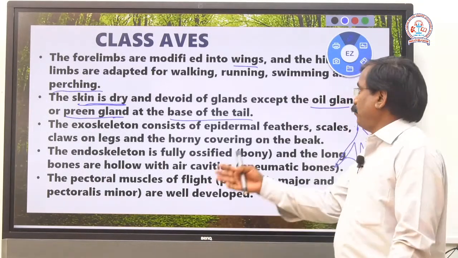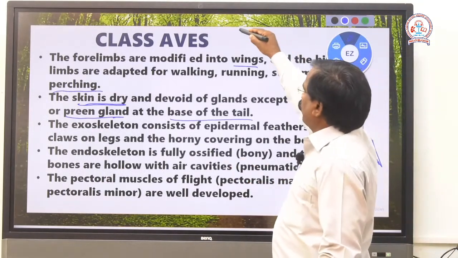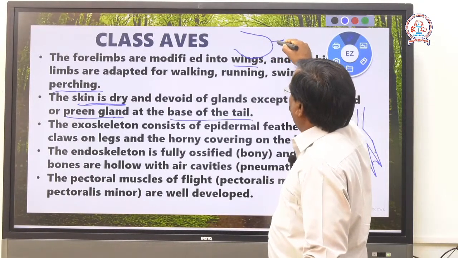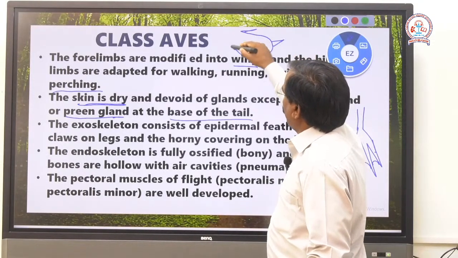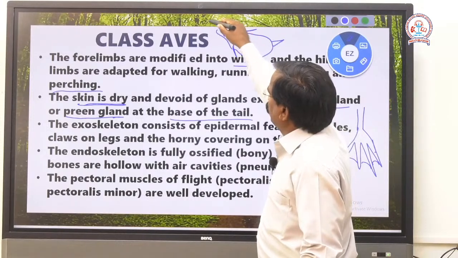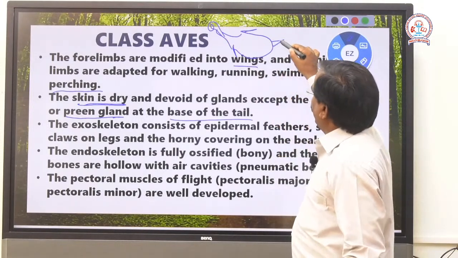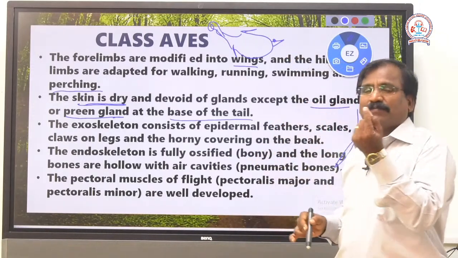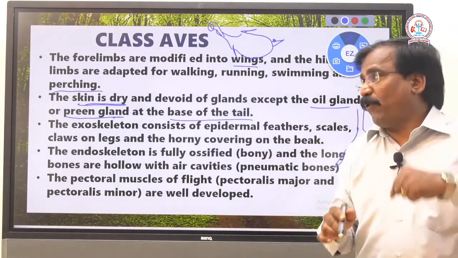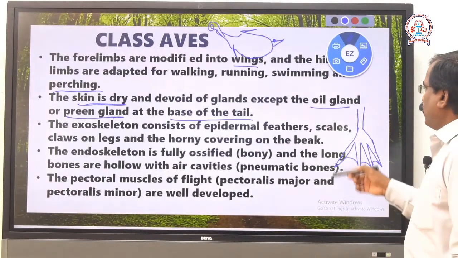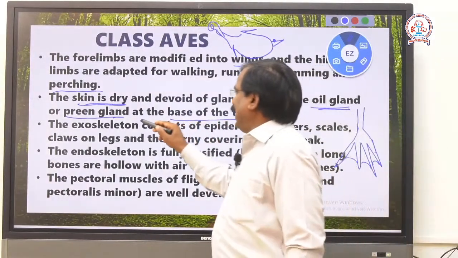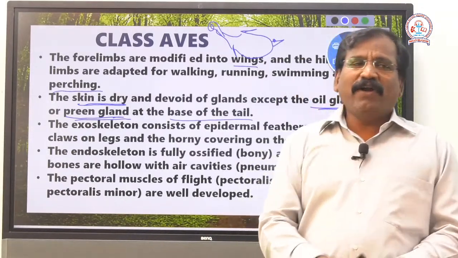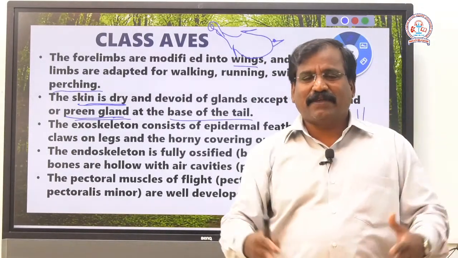And at the base of the tail, you may have seen this in a chicken shop, the animal has a tail on the back. At this spot there is a small projection. Through that, oil comes out, and that is called the oil preen gland. What is preening? Look at birds, especially a crow.